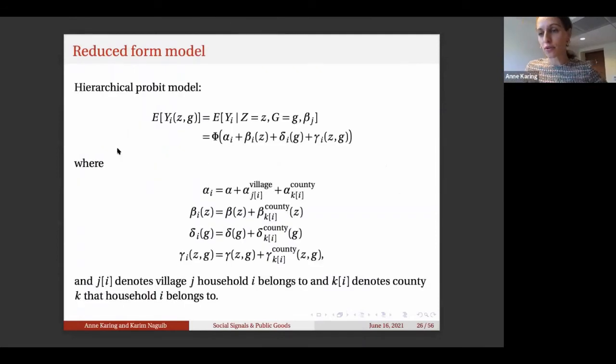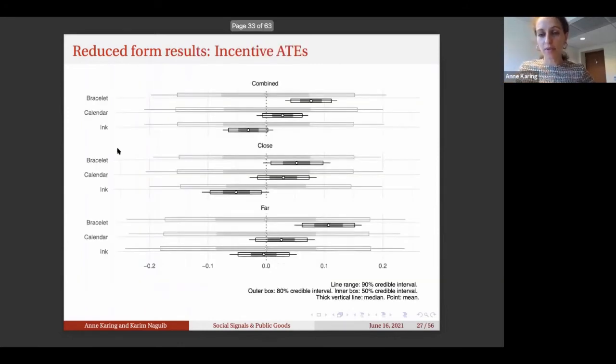Now, let me briefly show you the reduced form results before putting a little bit more structure and more data on beliefs and other things into this estimation. What we did is we estimated treatment effects through a hierarchical probit model, which allowed us to introduce random slope effects at the county level, and random intercept effects at the village level. I'm just going to show you here the main treatment effects from the different incentive treatments. I'm going to be showing you the results over and over again in this sort of form, so let me briefly explain it.